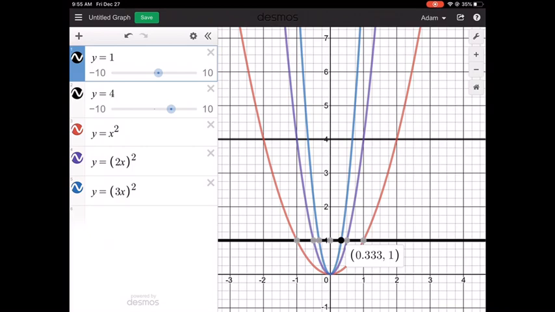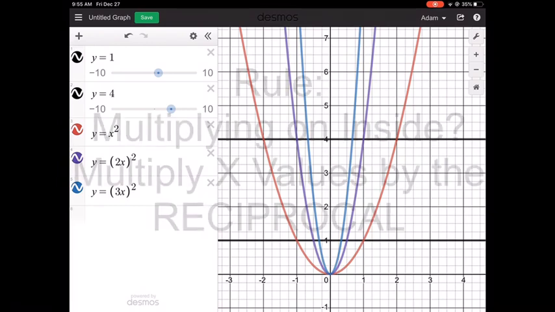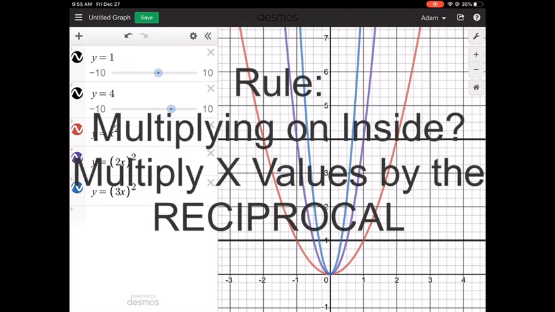Then same thing goes on the negative side. So if you were at negative 1 to start, when we multiplied that by 2, that was multiplied by 1 half, so that's negative 1 half. And then negative 1 times 1 third is negative 1 third. And you can see that that is a horizontal compression, horizontal shrink. So remember, if you're multiplying by a whole number on the inside, we multiply the x values by the reciprocal of the whole number.